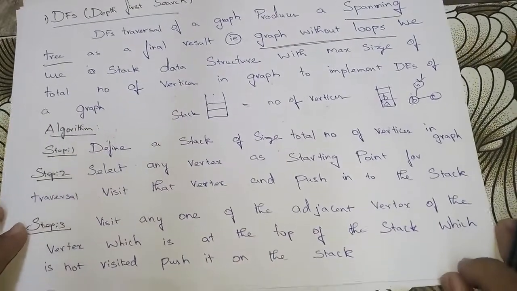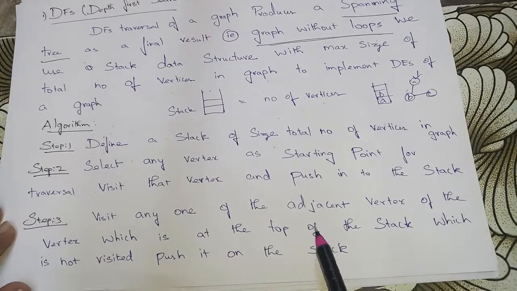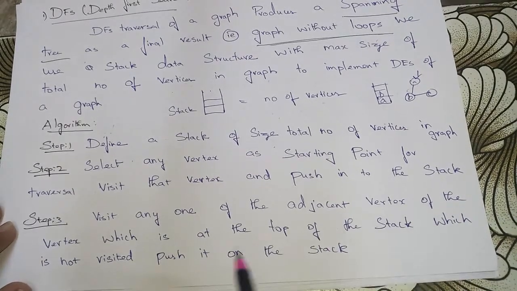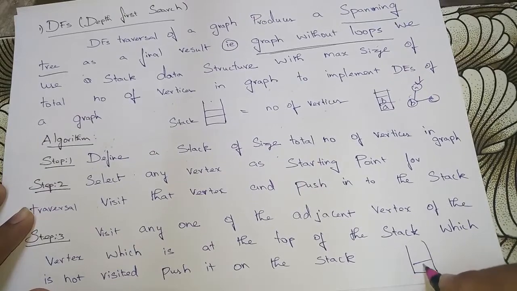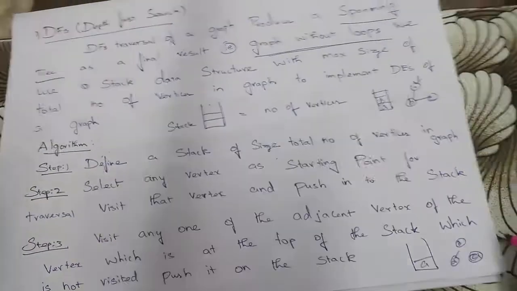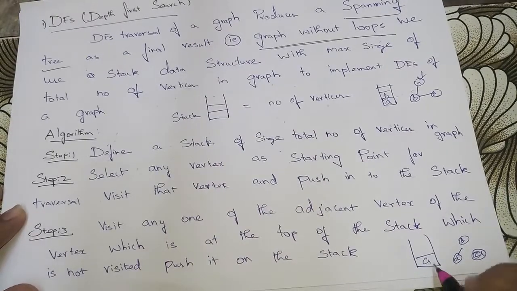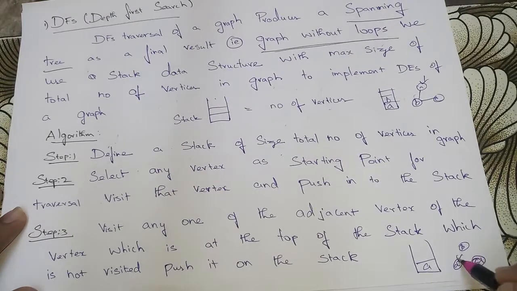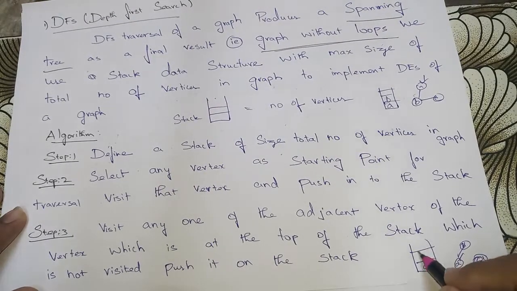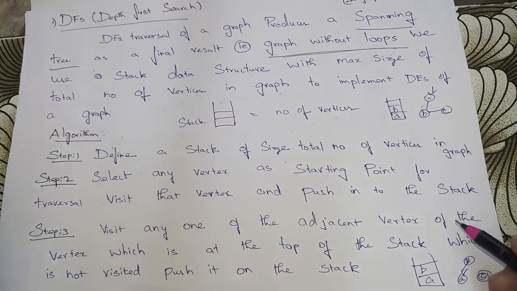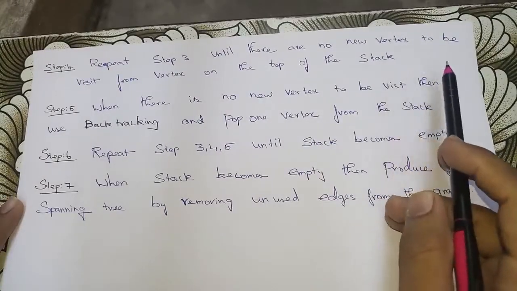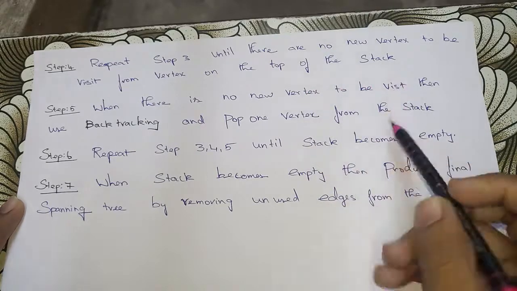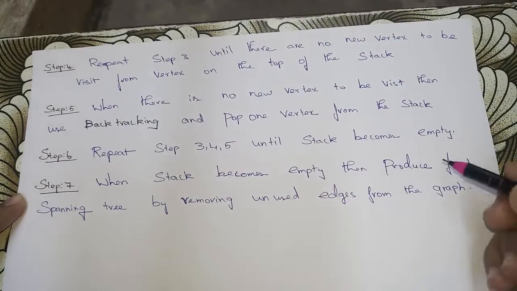Step 3. Visit any one of the adjacent vertices of the vertex which is at the top of the stack, which is not visited, and push it on the stack. It means if there is a vertex already inserted in the stack, the next element is pushed above it. That is step 3. Step 4. Repeat step 3 until there is no new vertex to be visited from the vertex on the top of the stack.